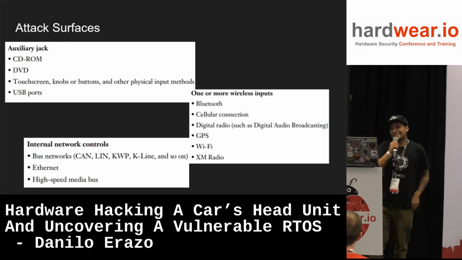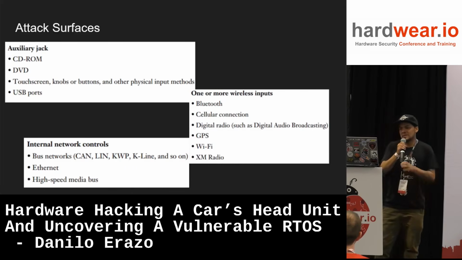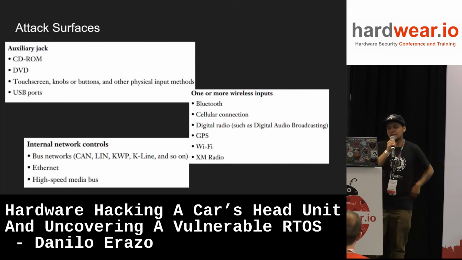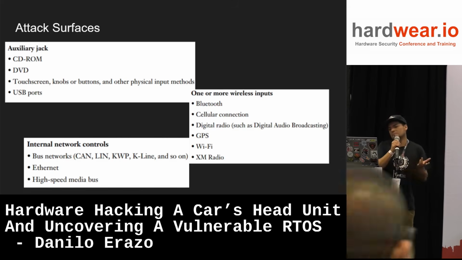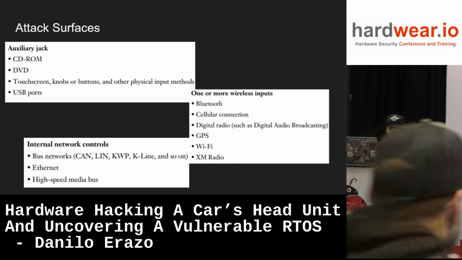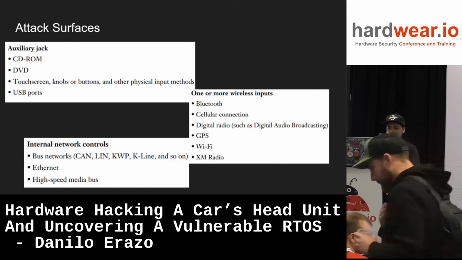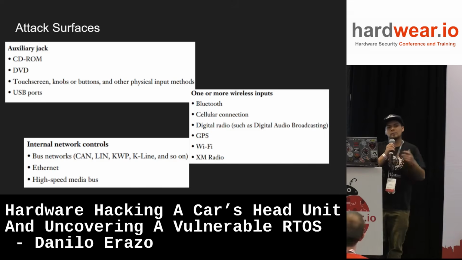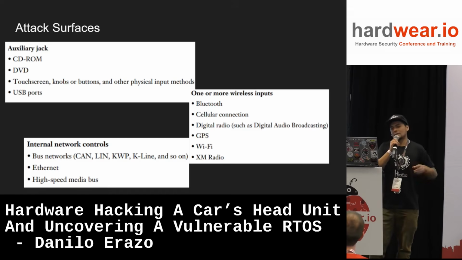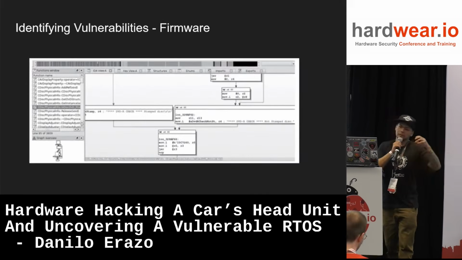Okay, what about the infotainment system threats? Here we have the attack surface. For example, the auxiliary jacks. Here we have the USB ports, the touch screen, DVD, and CD-ROM. And the most important is the wireless inputs. Here we have the Wi-Fi, Bluetooth, cellular connection. And also the internal network connections, the CAN bus network, the LIN bus network, the CAN-Lite network, and so on. And also there are infotainment systems that are connected through the Ethernet network.